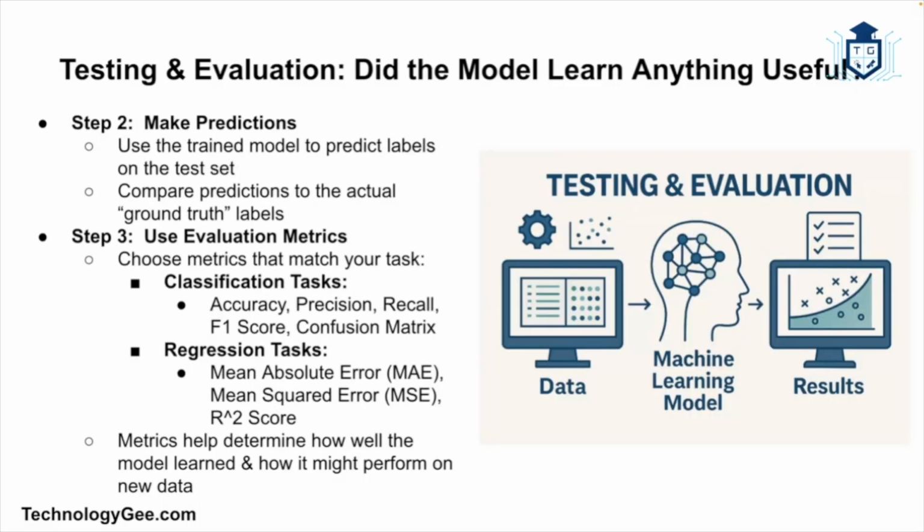Then after you do that, you're going to make predictions on the test set. So now the model makes predictions using the features in the test set. Then we compare those predictions with the actual labels in the test set. And then we use evaluation metrics. So basically, how do we measure whether the model is good? Now, this depends on the kind of task you're doing. And we're going to go ahead and explore some of those common types.